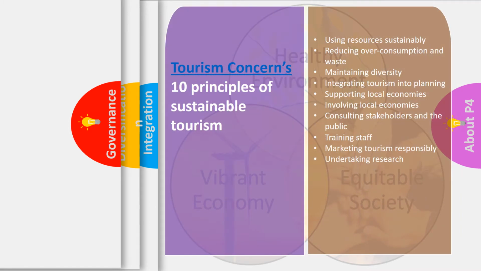So let's look at some of the principles of sustainable tourism. When we're looking at sustainable tourism, we're saying to ourselves: using resources sustainably, reducing overconsumption and waste, maintaining diversity, integrating tourism into planning, supporting local economies, involving local communities, consulting stakeholders and the public, training staff, marketing tourism responsibly, and undertaking research. So when we look at the principles of sustainable tourism, it actually involves a lot of elements.